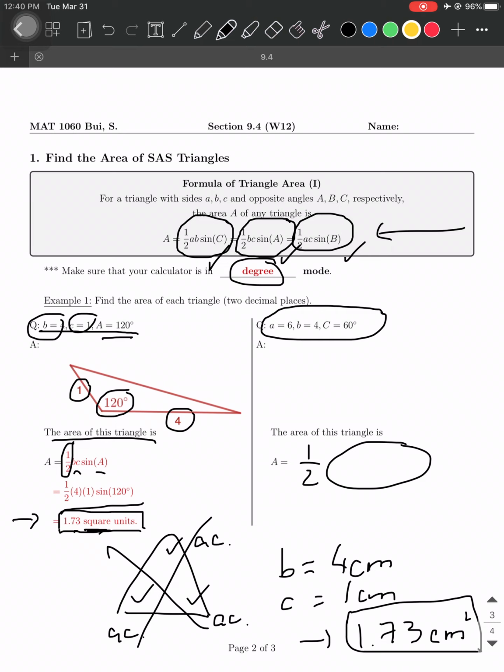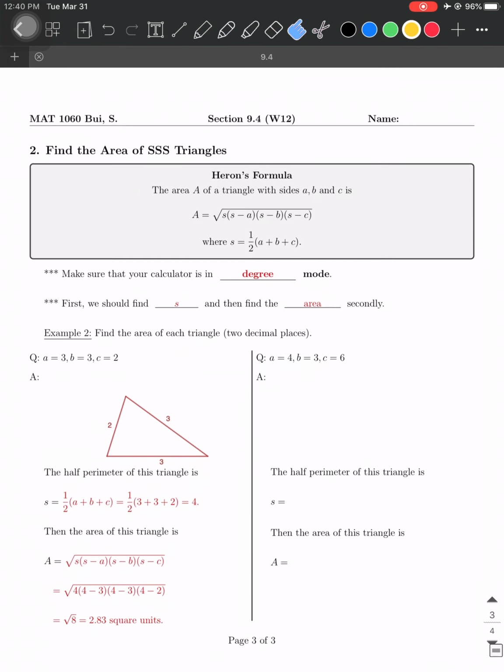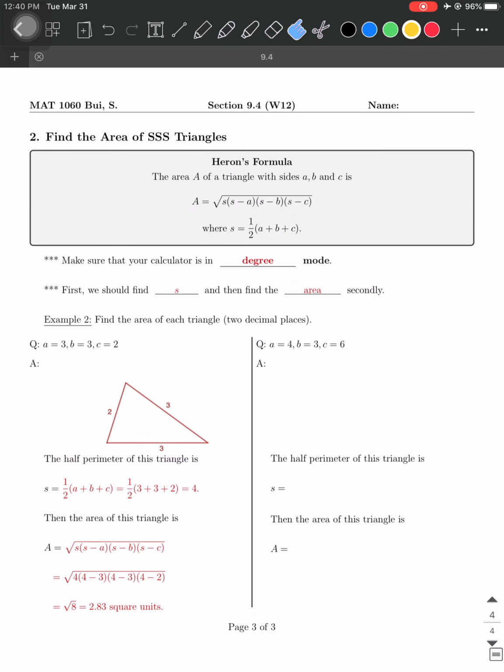Okay. And let's talk about the next topic, when we have to deal with the case of SSS in here. I told you we're going to have to use Heron's formula. Here's a name for it, Heron's formula. The mathematician who invented or created this formula, his name is Heron. I'm not really good with the pronunciation, but I think they call it Heron's formula. So it's like hero, but Heron, you know.